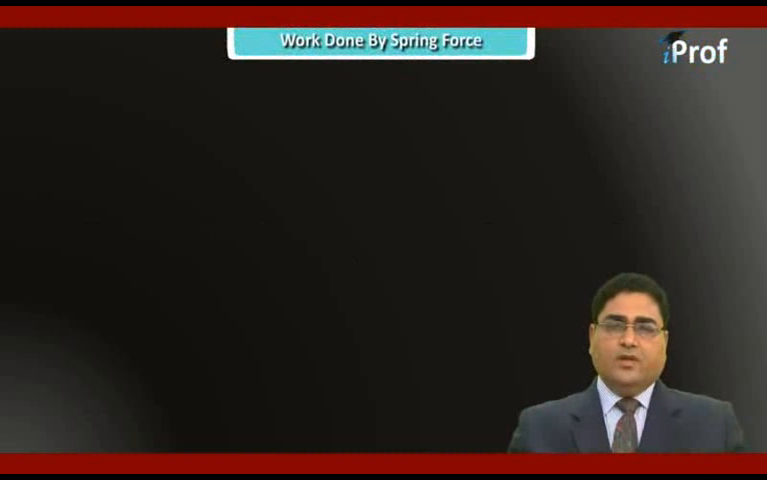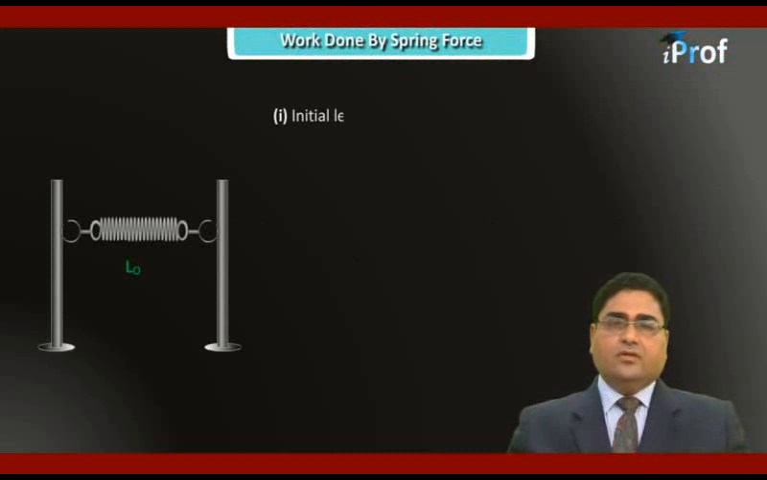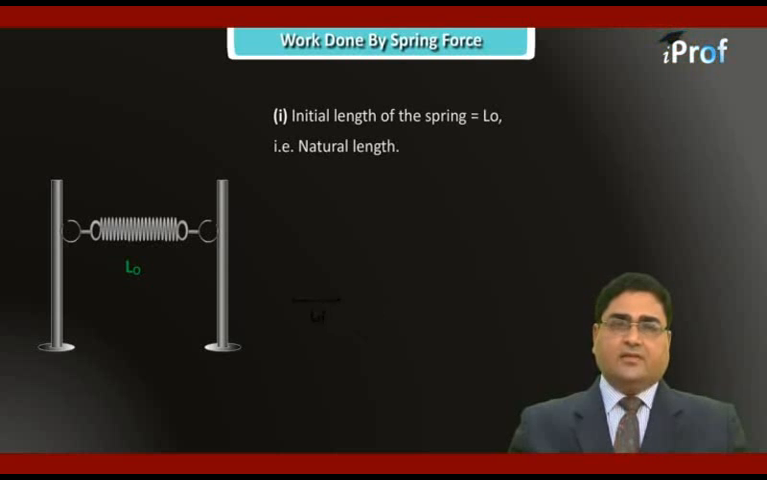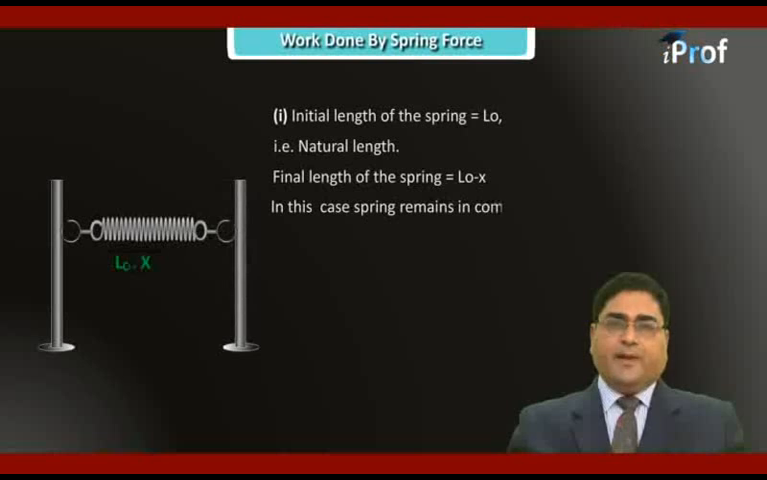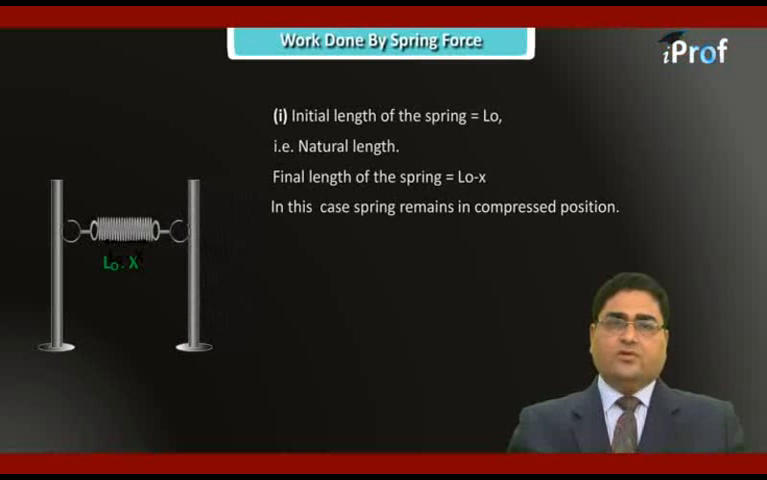Suppose initial length of the spring is L0, that is natural length, and final length of the spring becomes equal to L0 minus x. So in this situation, spring remains in compressed position. So work done by spring force equal to minus half kx square. What does this minus sign indicate?